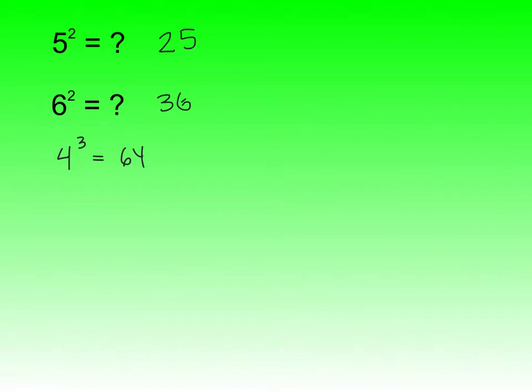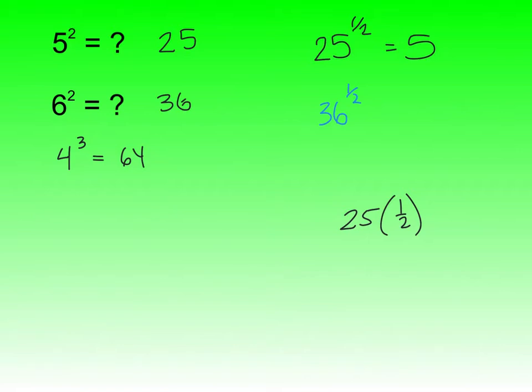What I want to take a look at today is what if I had the other way? What if I did 25 to the 1/2 power? Or what if I had 36 to the 1/2 power? Well, that doesn't equal 12.5, which is what 25 multiplied by 1/2 would be, and that's not what we're doing here. We have an exponent of 1/2. If you think about it, it's going to be 5. So what is 36 to the 1/2?